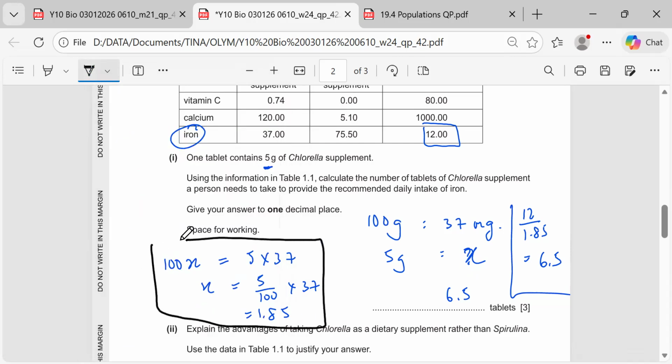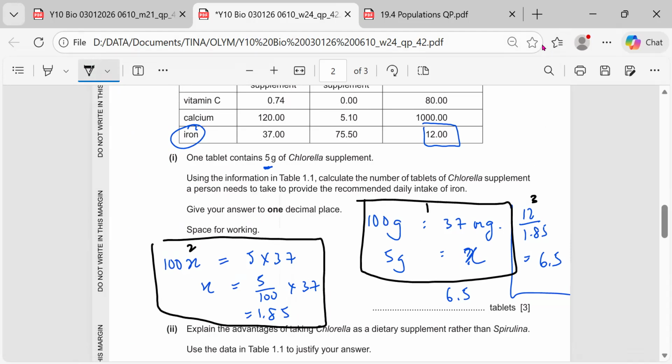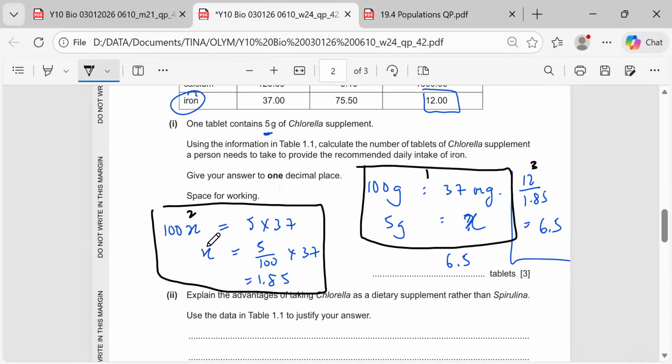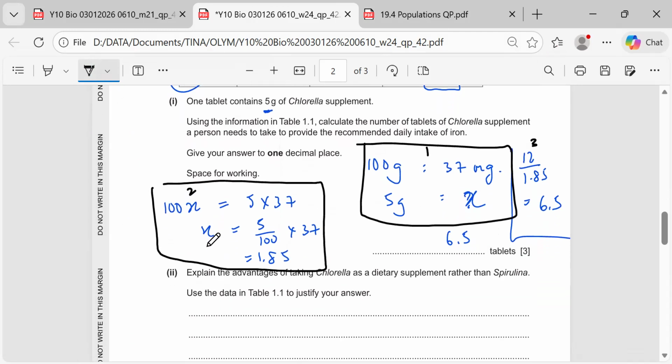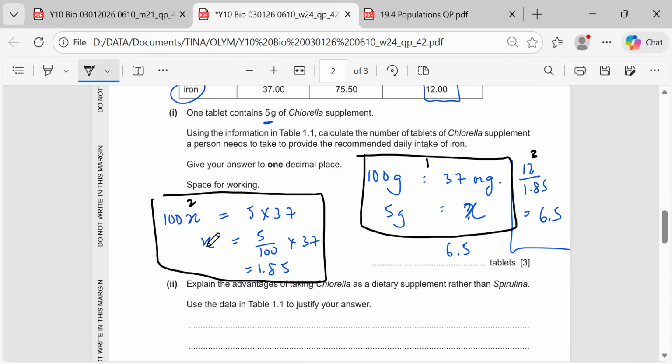So step 1, step 2, and step 3. Did you get 6.5? How did you do it? Ratio. Good job. You can just divide 37 by 20. That's so fast.